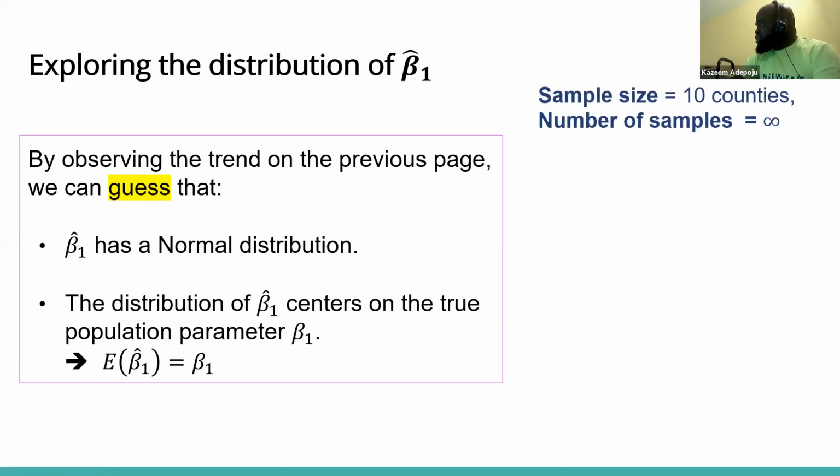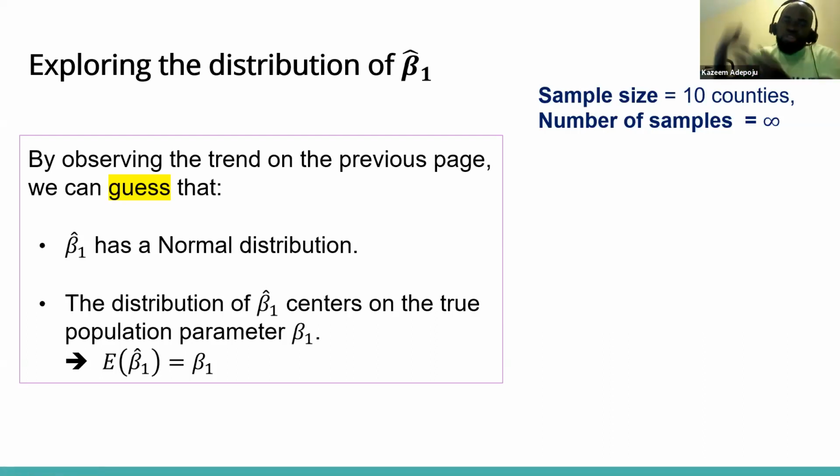Okay, and that was why, when I consider a sample size of 10 counties and you increase the number of samples to infinity, there's a difference between this and this. We are still working on a sample size of 10. We're working on 10 counties, but we go into that pool of data because we are randomly selecting the 10 counties.